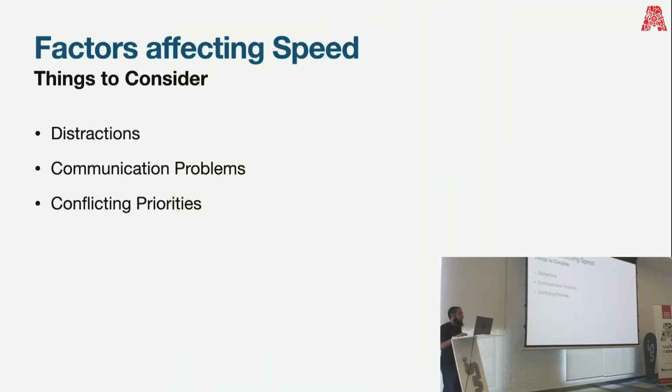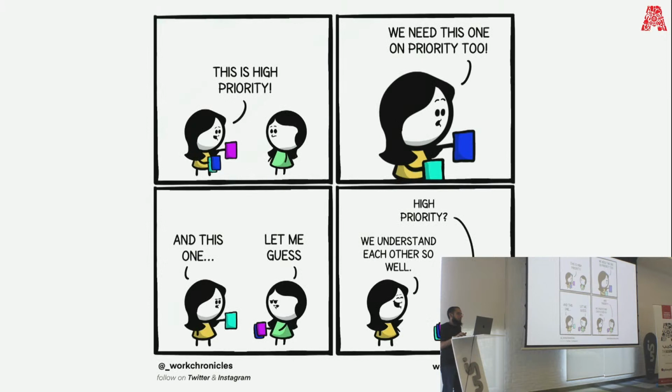A third one, which is a real one that you often see at companies, is conflicting priorities. So, this is high priority, and we need this one on priority 2, and this one, let me guess, is also high priority, so we understand each other well. And a lot of times that's actually what happens, especially at startups in an earlier phase.